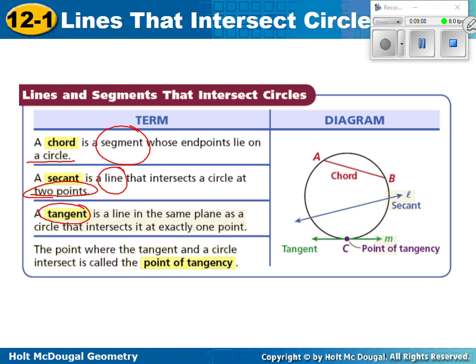A tangent can be a line or a segment, but it intersects the circle at exactly 1 point. So do you see that the green line touches at only 1 point? All right. And that point where it touches is going to be called the point of tangency. It's the point where the tangent and the circle intersect.